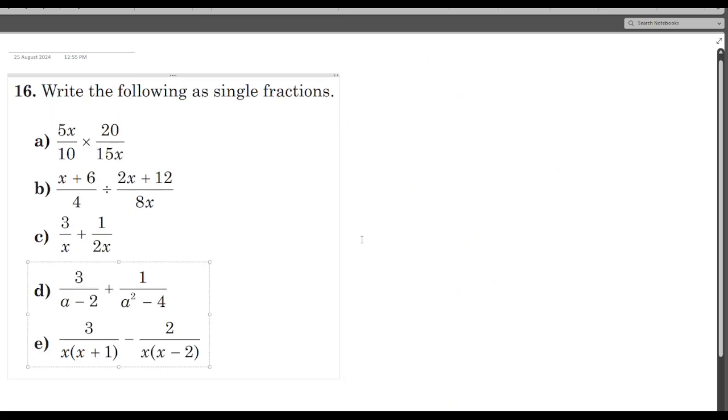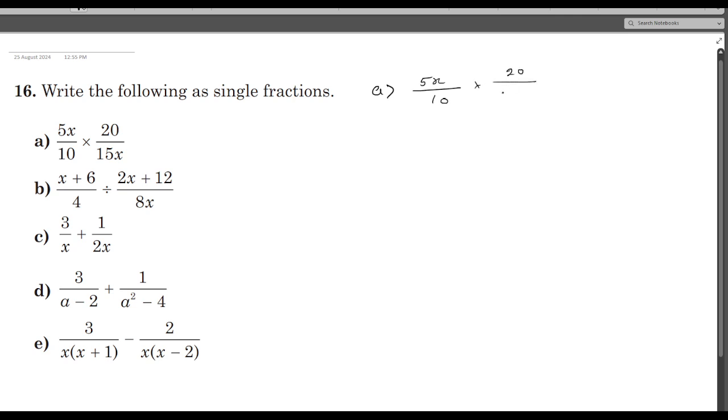Now question number 16. Write the following as a single fraction. So first question, 5x divided by 10 times 20 divided by 15x. Now this 10 and 20 will cancel. This x and x will cancel, and 5 times 1, 5 times 3. So your result is 2 divided by 3. Okay. B part.